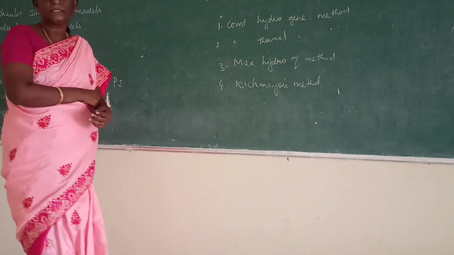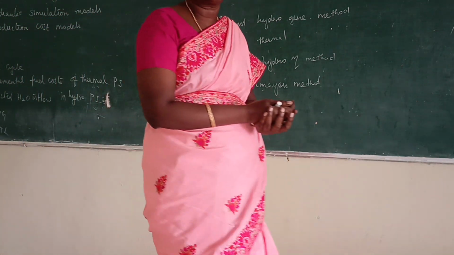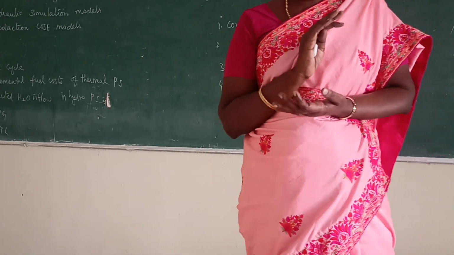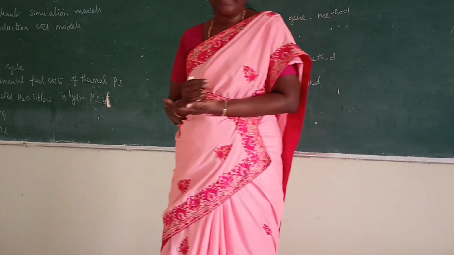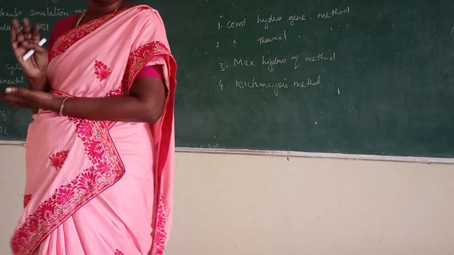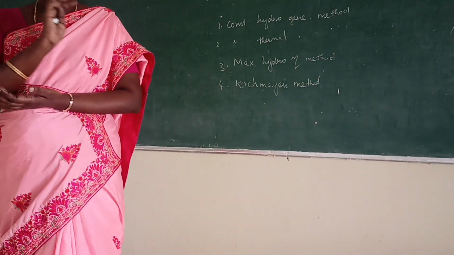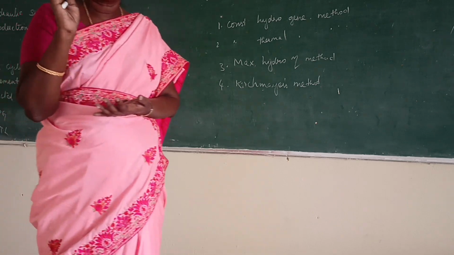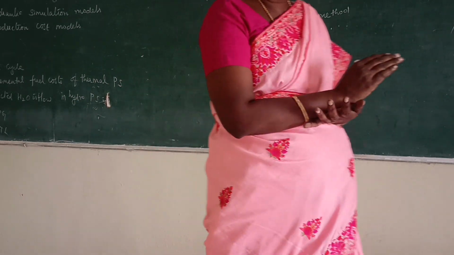Short-term and long-term coordination methods, and the aspects of short-term and long-term coordination methods. So here, in general, the power is generated in the thermal power station, and that power is transmitted to the distribution system. So: generation station to distribution system.